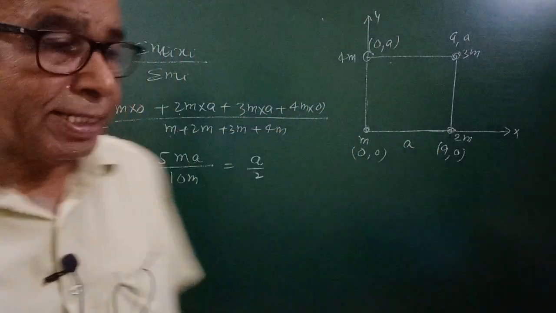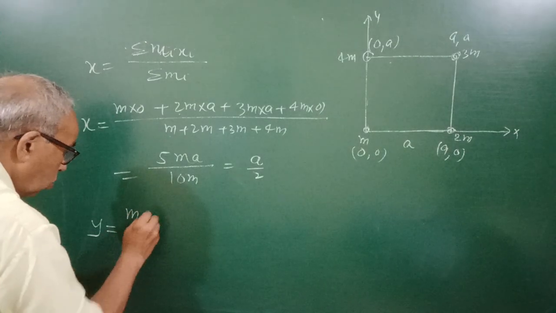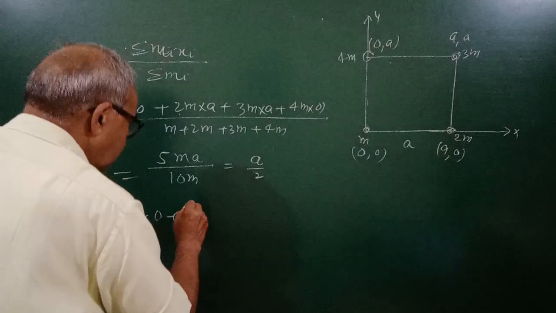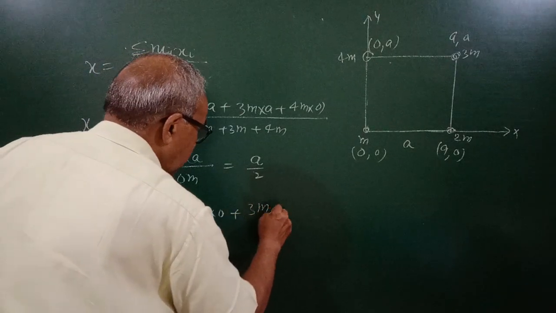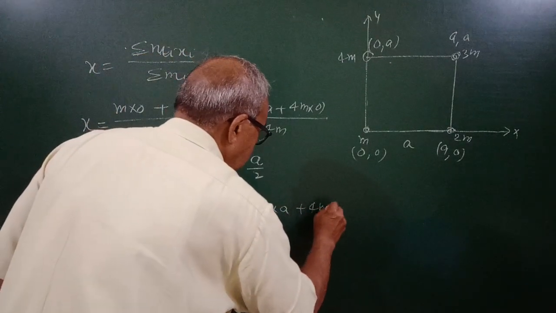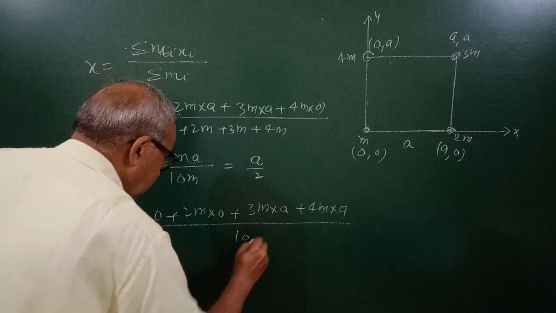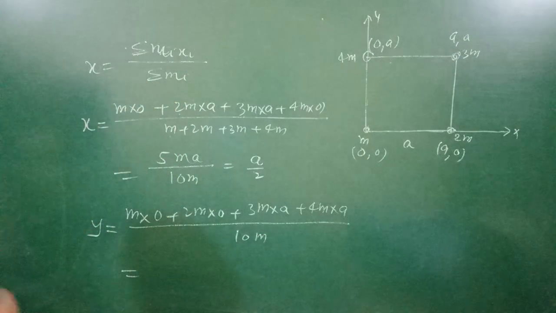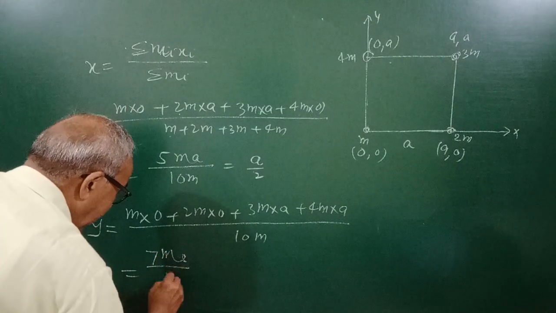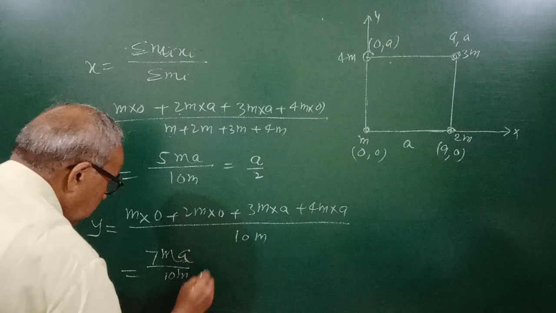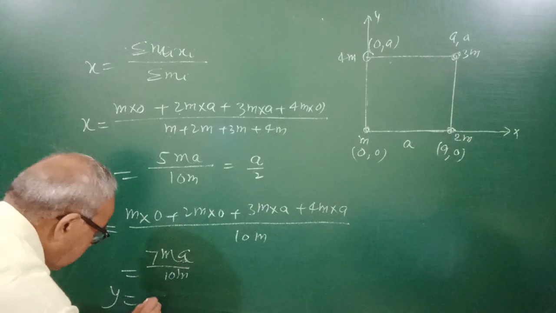Now what is the y coordinate? Y is equal to m into 0 plus 2m into 0 plus 3m into a plus 4m into a, upon 10m, and that way it comes out to be 7ma upon 10m. So y equals 7a by 10.